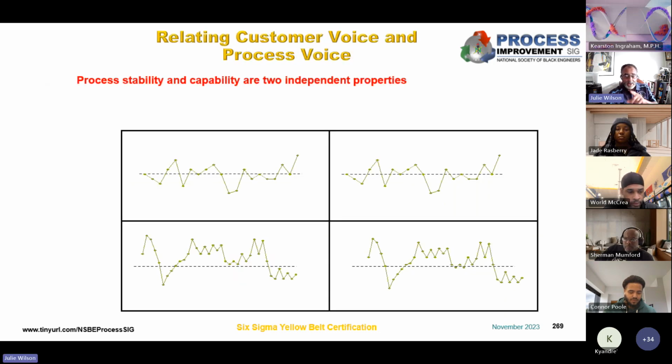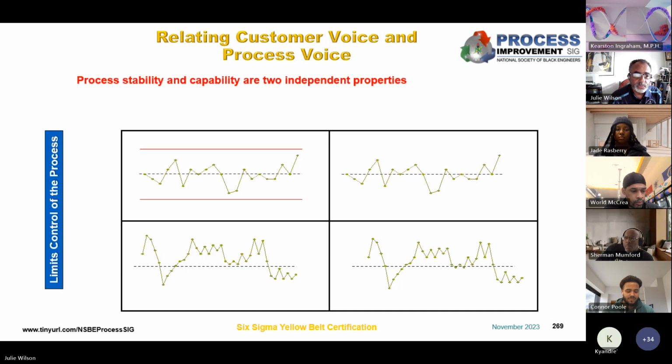I'll make one final comment on this to kind of wrap this up, because there's two concepts that we've been talking about here. With control charts, we were talking about process stability. Earlier, we talked about process capability. They are two independent properties. Process capability is the ability of your process to make product that meets your customer specifications. Process stability is the ability of your machines and your equipment to make a product consistently.